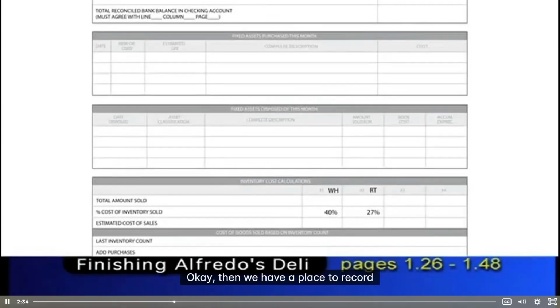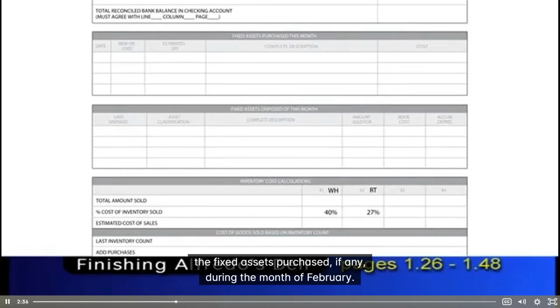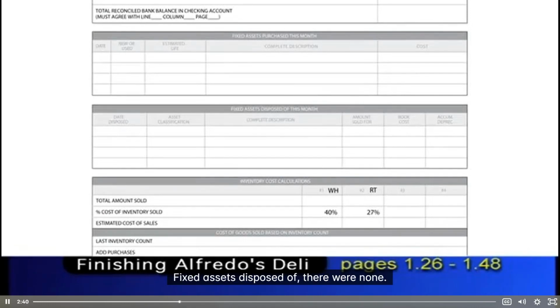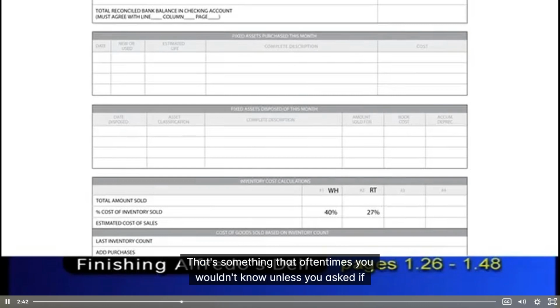Then we have a place to record the fixed assets purchased, if any, during the month of February. Fixed assets disposed of, there were none. That's something that oftentimes you wouldn't know unless you asked if there were any disposed of, because oftentimes they're just thrown away. And certainly there's no accounting record of that. And then finally, the last box is the inventory cost calculations for February. And we went through that process with January.